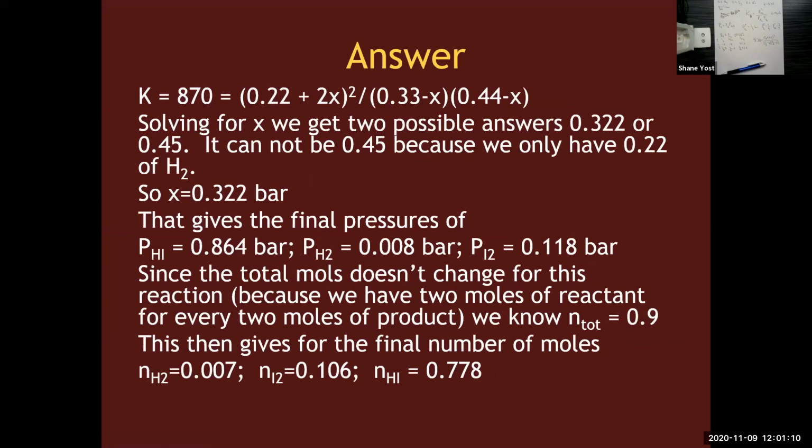Because the total number of moles is unchanging and the volume we're assuming is unchanging, it's a fixed volume container, the total pressure is still 1 bar. As the reaction is going, the total pressure remains 1 bar. And so these pressures are just related to the mole fractions, because I divide each of these partial pressures by the total pressure of 1 bar to get the mole fractions. And then I took those mole fractions multiplied by the total number of moles of 0.9 to get the final number of moles of each of those species.